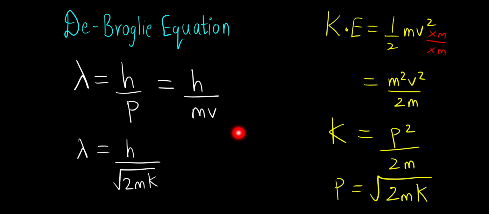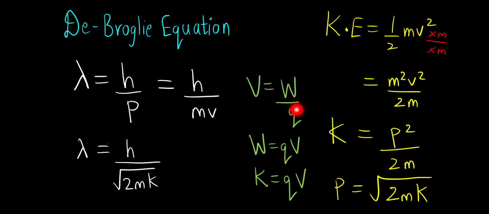Is this the equation that we want? No, we want the relation between wavelength and potential. So what is potential difference? Potential difference V is the work done in moving a unit positive charge Q, so V is equal to W by Q. Now what will be W? W is Q into V. Work is also a form of energy, so W I can write as K, that will be Q into V. You substitute this here and you will get the final equation.